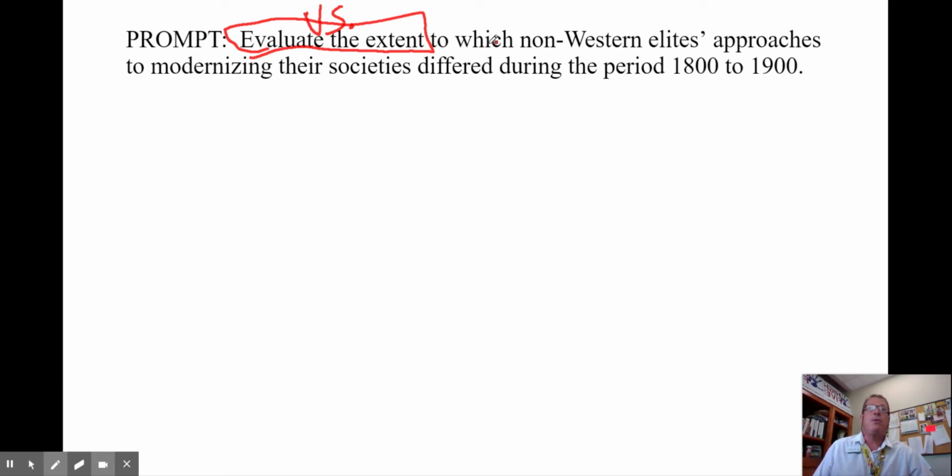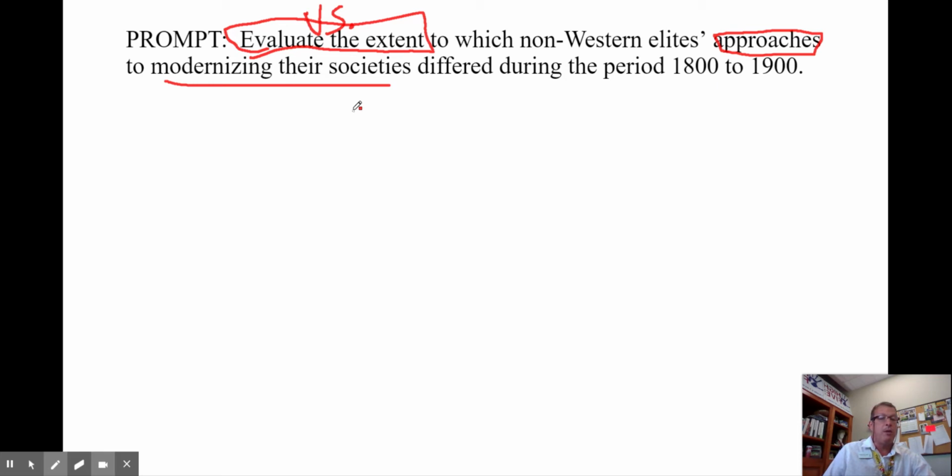And then you've got these other words in here, which to which non-Western elites. So you can bet that none of the documents are going to deal with non-Western elites, or I'm sorry, are going to be written from a Western perspective. And if they are, they're going to be written from a Western perspective regarding a non-Western. 1800 to 1900, that's the time period. So immediately I'm thinking Industrial Revolution. Here's the word that I'm probably going to write 20 times in this essay, and it's the word approaches. It's their approaches to modernizing their societies.